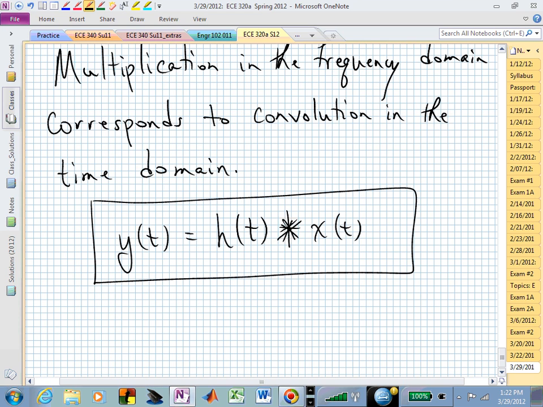That may not have meant anything to you. Don't worry about it. You'll get it in a couple of semesters. But yes, these are dual concepts. Multiplication and convolution: if you switch the domains, you switch the operations. But for this class, convolution in the time domain is multiplication in the frequency domain.